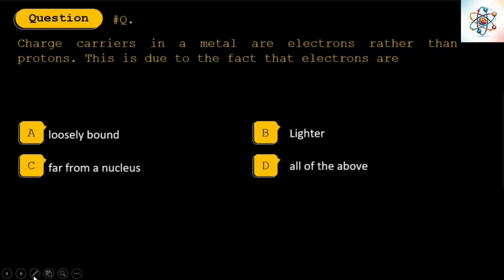A very simple and common example question: charge carriers in a metal are electrons rather than protons. This is due to the fact that electrons are... So this question is asking us about some properties of electrons, or charge carrying electrons. Whatever the charge carrier in a metal is, they are electrons rather than protons. So protons are less in number, electrons are more in number. This is what it is supposed to say.